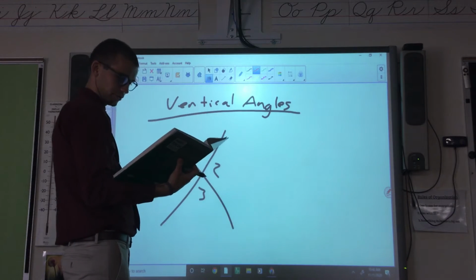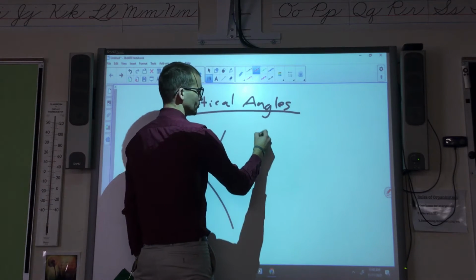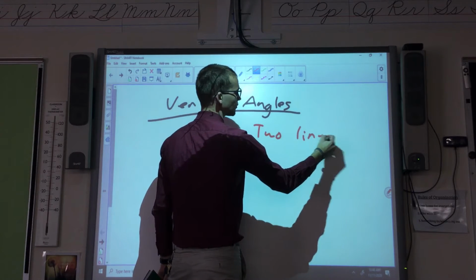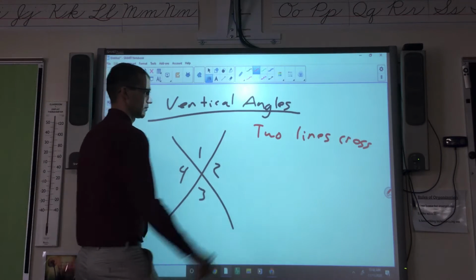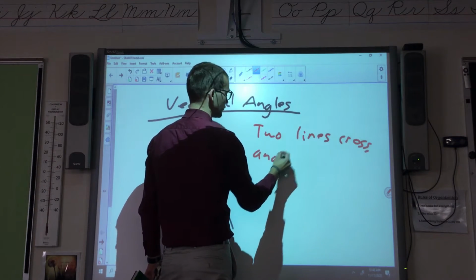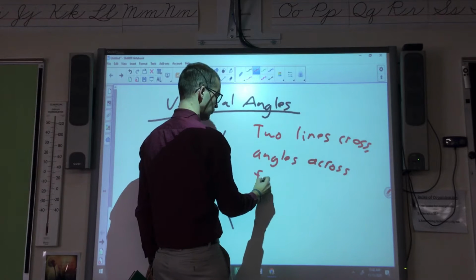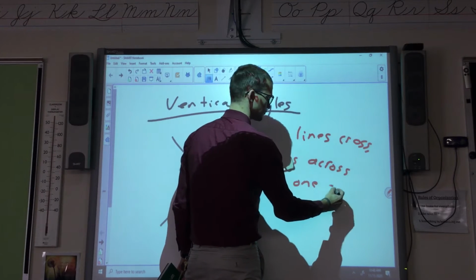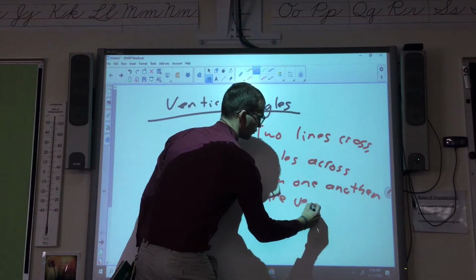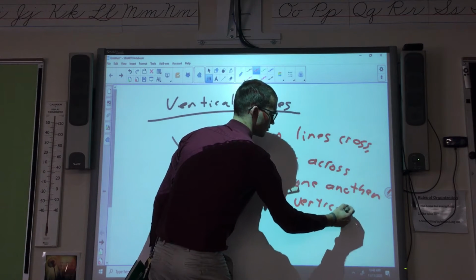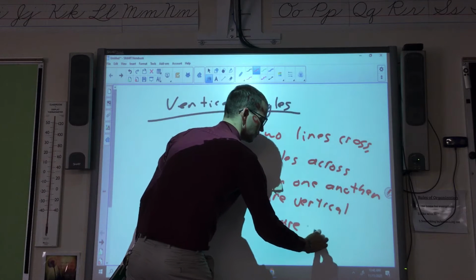Vertical angles, let's see if their definition is any good. Nope, they don't really have one. So vertical angles are when 2 lines cross. You have 2 lines that are crossing each other. Angles across from one another are vertical. And that means they are equal.